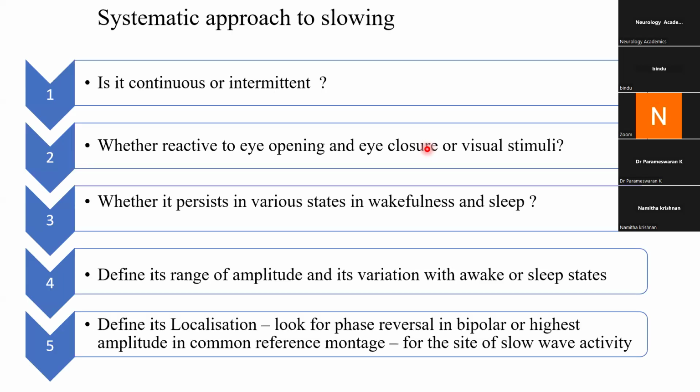We have to see whether it is continuous or intermittent, whether it is reacting to eye opening, eye closure, or any visual stimuli, whether it is persisting in various states of wakefulness and sleep, define the range of amplitude and its variation with awake or sleep state, and define the localization.